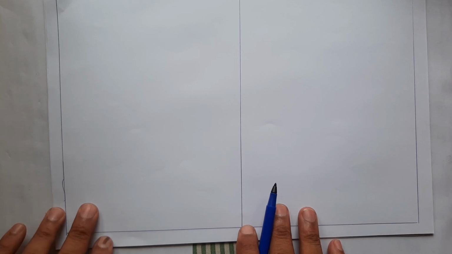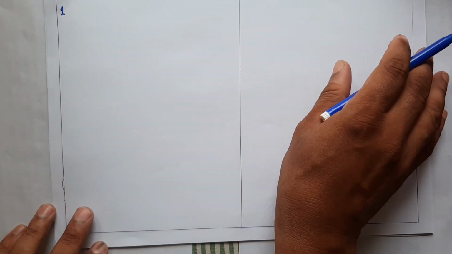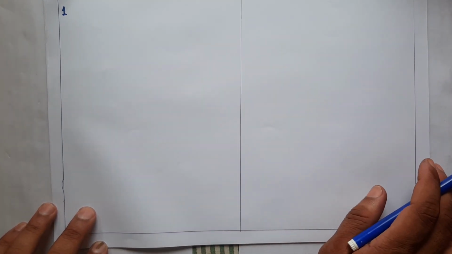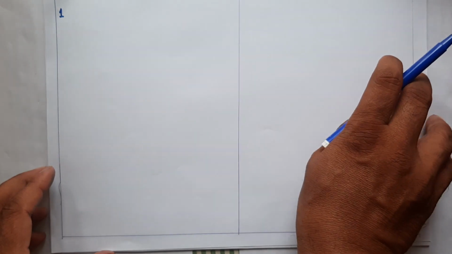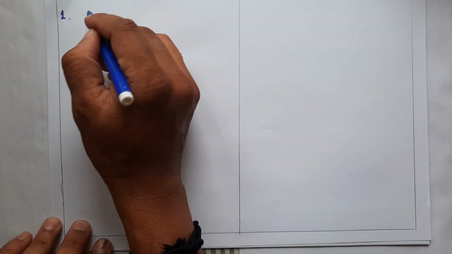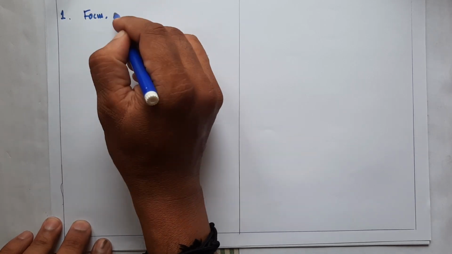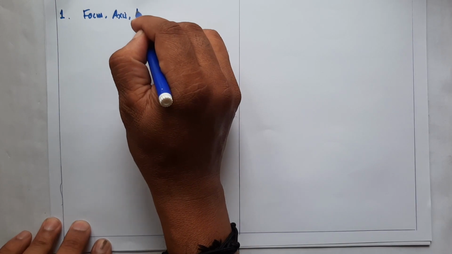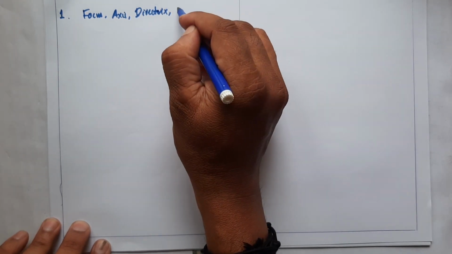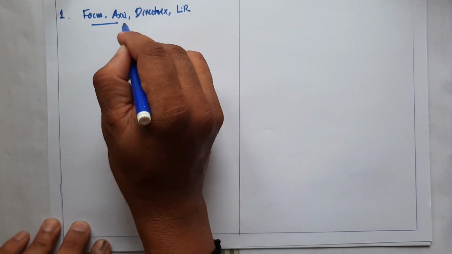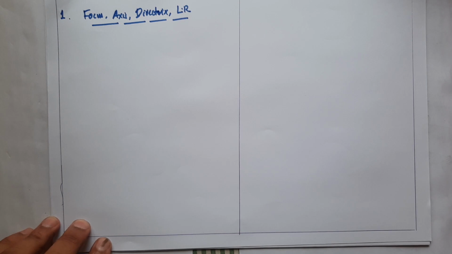The first question is: find the coordinate of the focus, axis of the parabola, equation of directrix and latus rectum of the following parabolas. Okay.